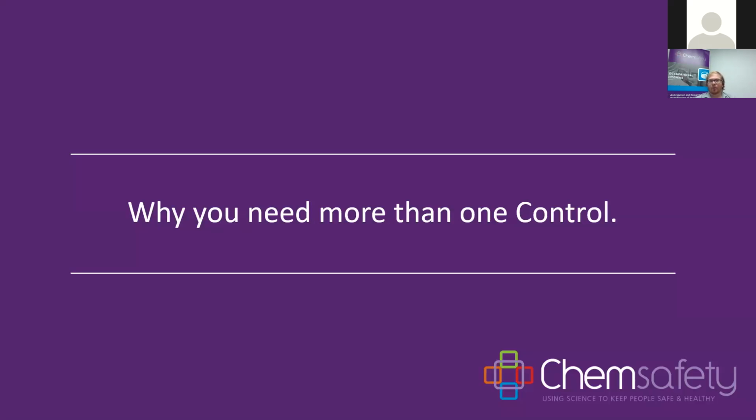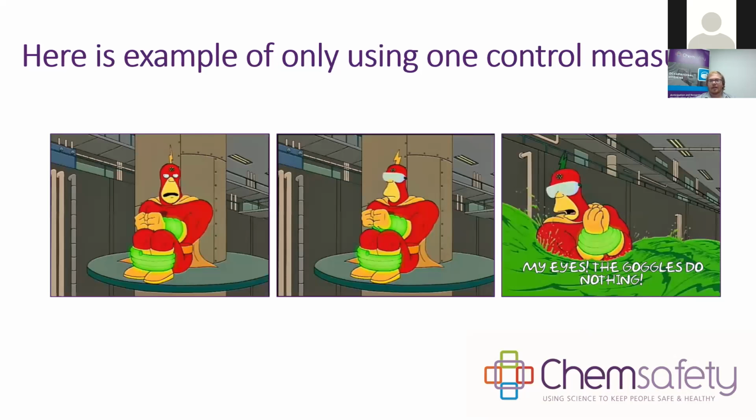So why do you need more than one control? Here's an example of using only one control measure. As always, the Simpsons tend to have a joke for everything. So this is Radioactive Man, and he's about to be hit by a whole bunch of nuclear acid or radioactive waste. And they've given him some PPE. So they've got some safety glasses. And as you can see, they weren't really protective for what he needed. You needed multiple control measures to protect him in this situation. And the same thing occurs in real life.